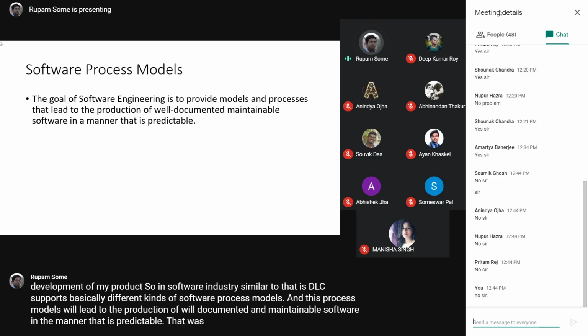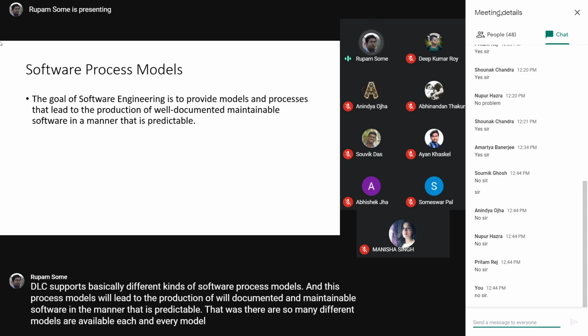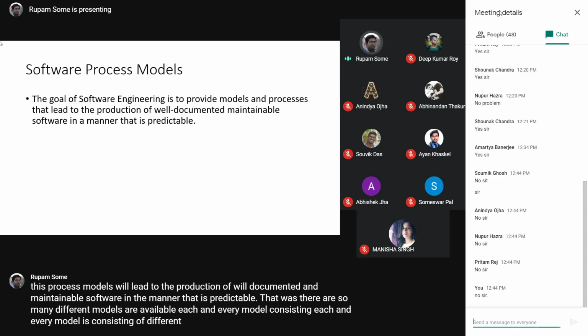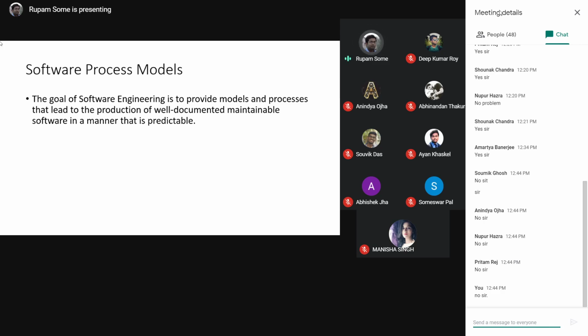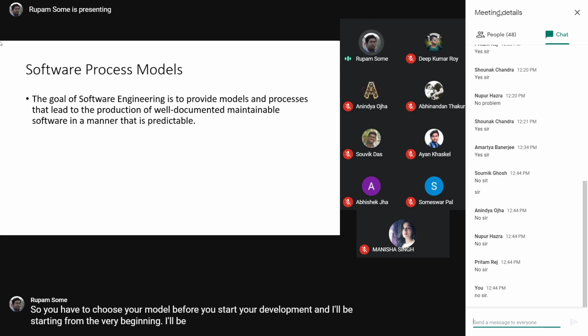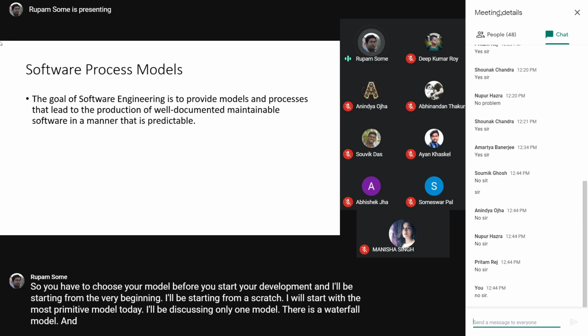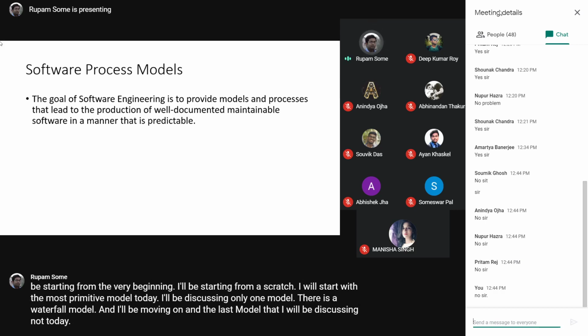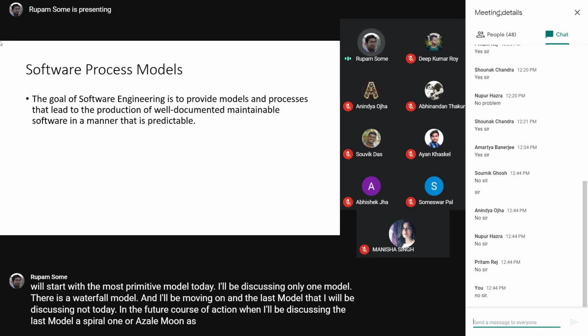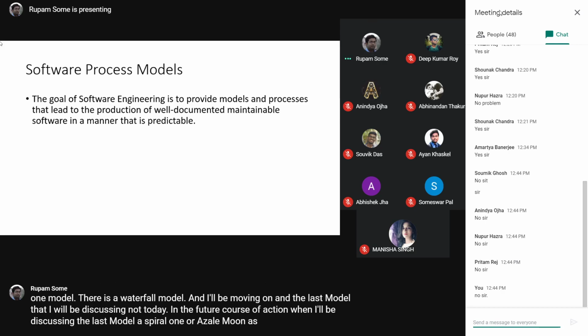And I'll be starting from the very beginning, from scratch. I'll start with the most primitive model. Today I'll be discussing only one model, the waterfall model, and I'll be moving on. The last model that I'll be discussing, not today but in the future course, is the spiral one or the agile model. This is going to be the latest model. These models do nothing but combine multiple phases of development that you must consider while you are about to develop a product. Okay, fine. Let us move on to the first model.